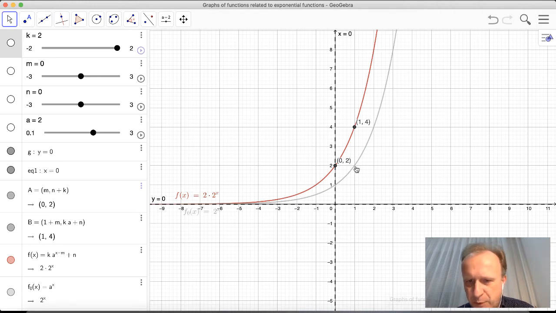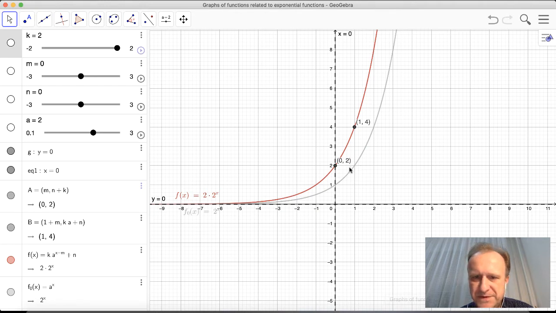This point here was the point with coordinates 1 and 2. So this is the very important point on any exponential function. And now this point has moved to this new position with the vertical coordinate of 4, which you can see is twice as large as its old vertical coordinate, which was just 2.